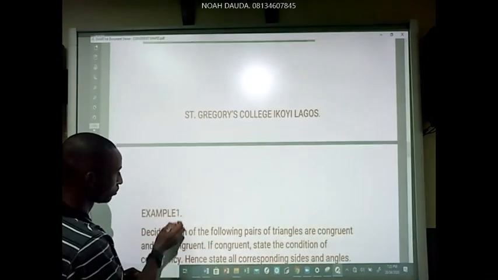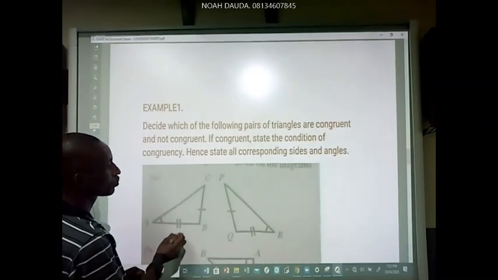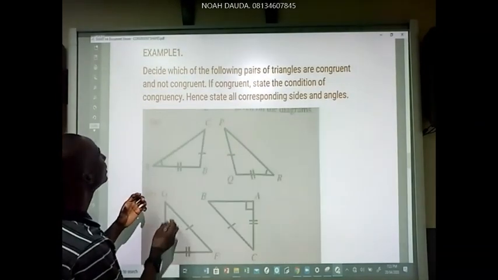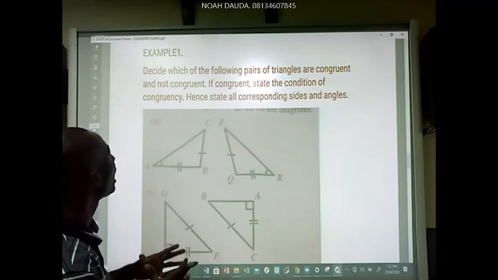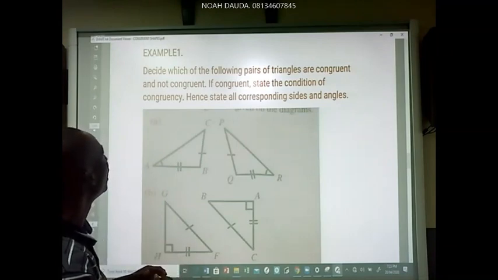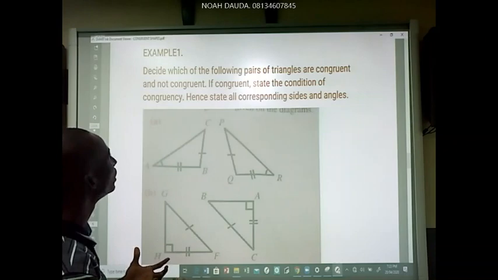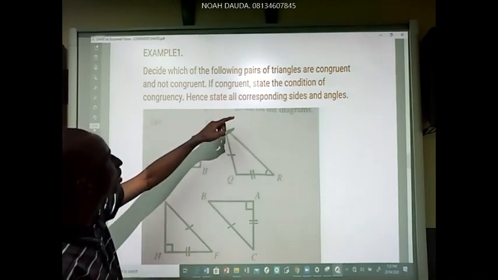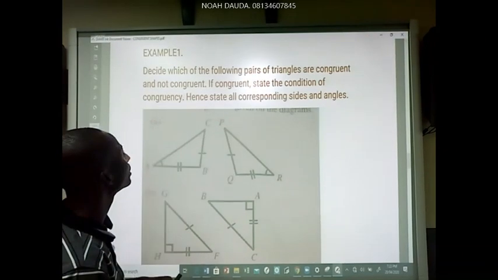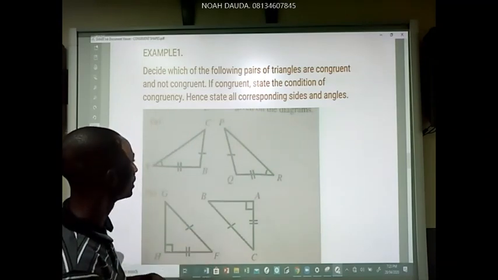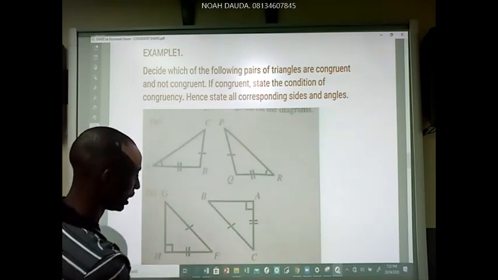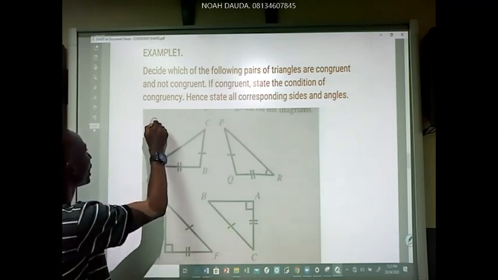Let's look at this example together. What does the question say? Decide which of the following pairs of triangles are congruent and which are not congruent. If congruent, state the condition of congruency and state all the corresponding sides. So we are going to be taking it one after the other. Let's take the first one, which is A.